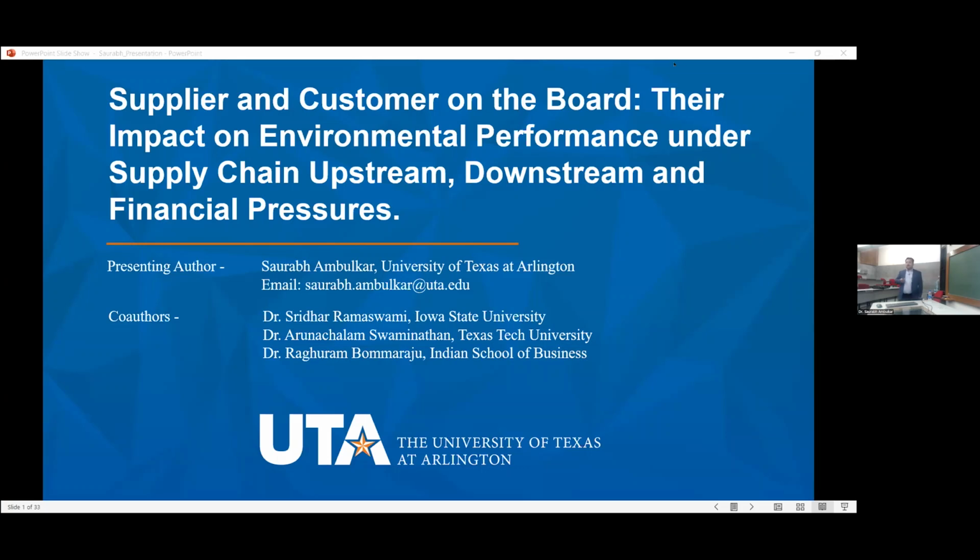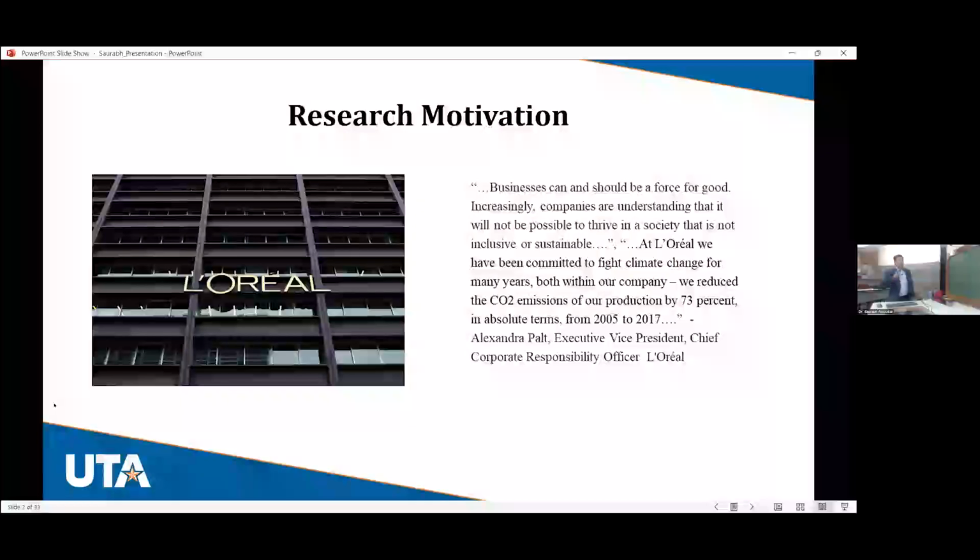It's still a work in progress, but we are looking at the role of supplier and customer on the board and how they influence a firm's environmental performance. So the research motivation for this study, right?